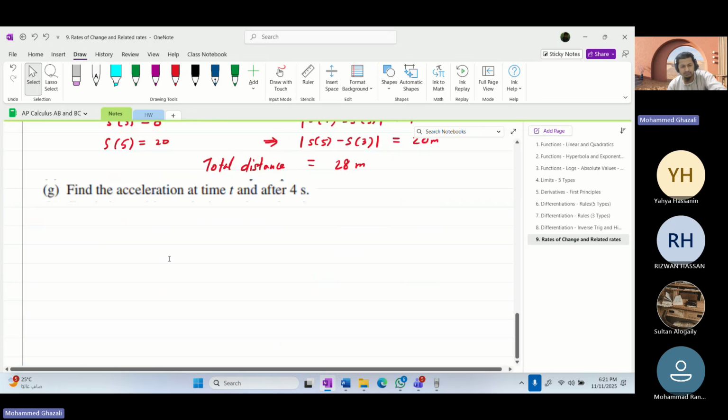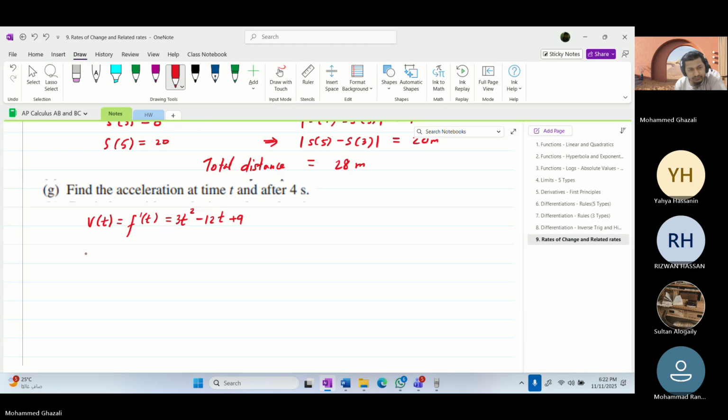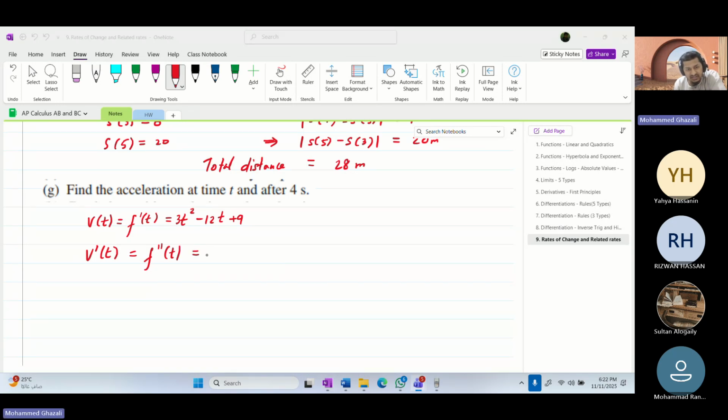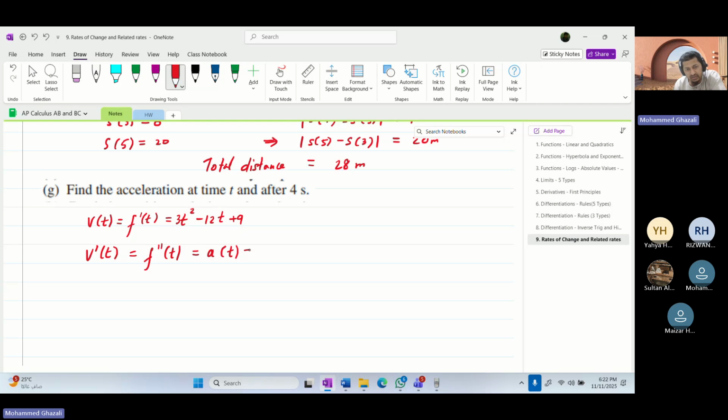If I find the derivative of the velocity, it's the same thing as saying f double prime of t, which is the same thing as saying acceleration, a of t. So what's the acceleration here? 6t minus 12. Right. So what is the acceleration after 4 seconds? If I put 4 here, you can say a of 4. That's 24 minus 12, so that's 12 meters per second squared.